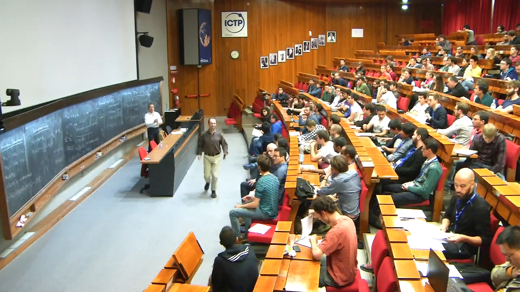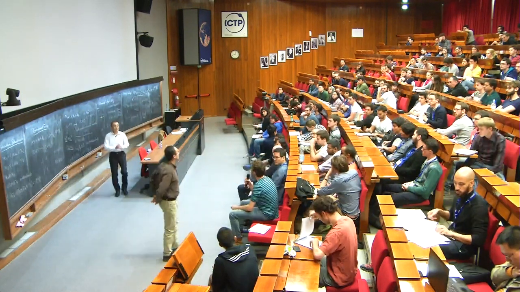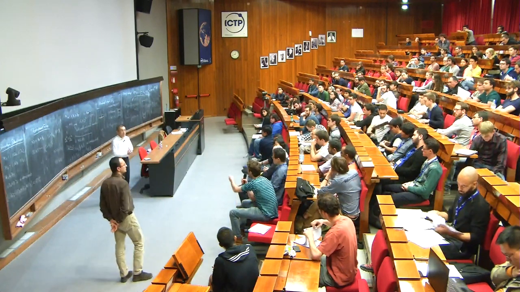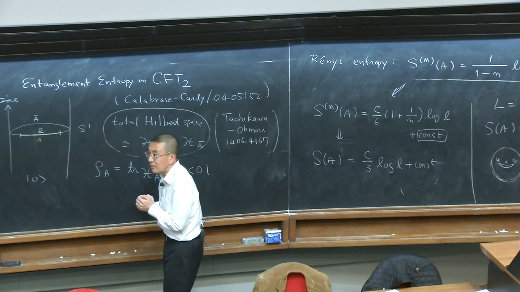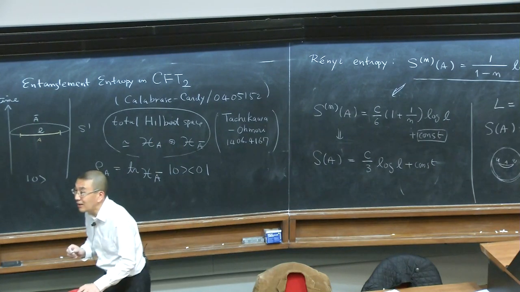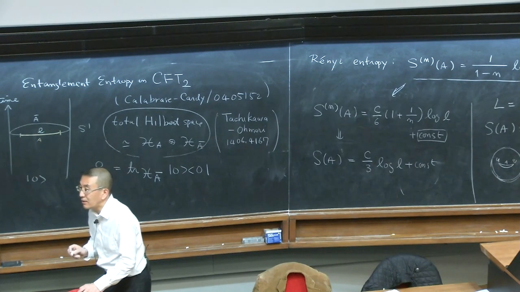Okay? Yes? Can you be a bit more explicit about the assumptions that go into being able to separate the Hilbert spaces on spatial slices? Beg your pardon? When you separate your space into A and A bar, what are the assumptions that go into being able to also separate the total Hilbert space? So let me try to understand you. You're talking about this separation of the Hilbert space? Yes. What are the assumptions that go into being able to separate the Hilbert space into HA and HA bar, right? This is not true in general.